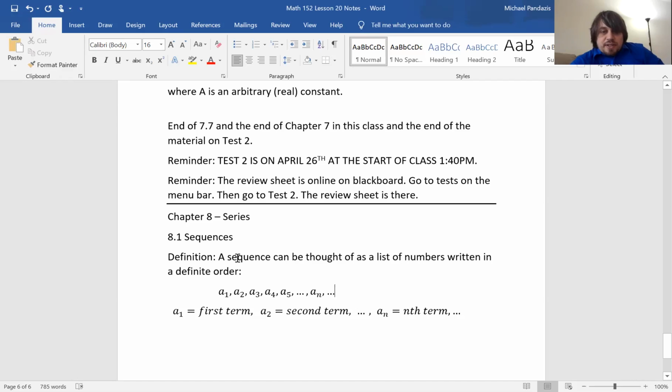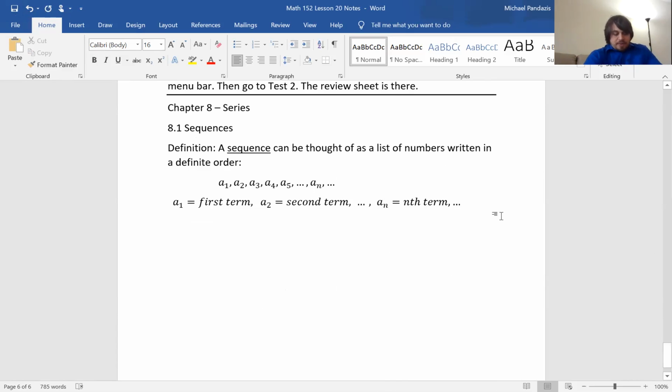And so this is the definition of a sequence. A sequence can be thought of as a list of numbers written in a definite order. You can have a sequence of things other than numbers, but the way we're using it here, we're going to think of a sequence as a list of numbers written in a definite order.